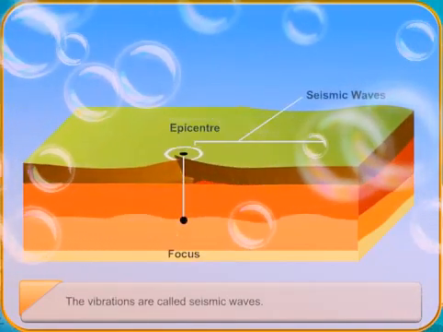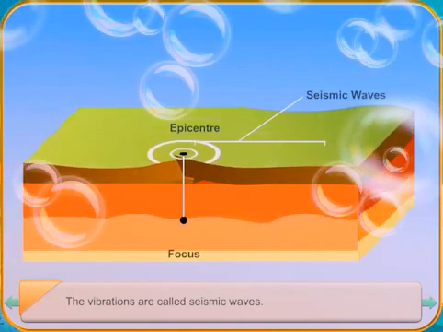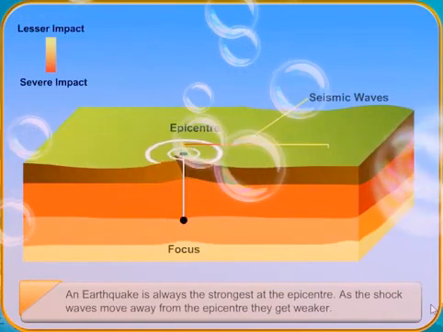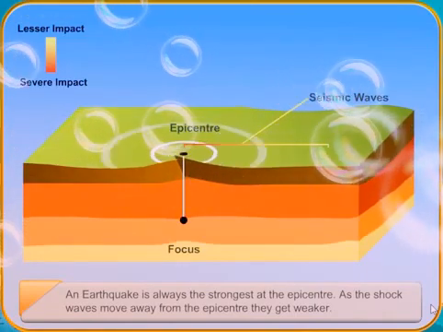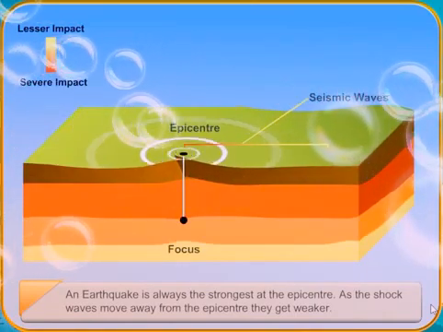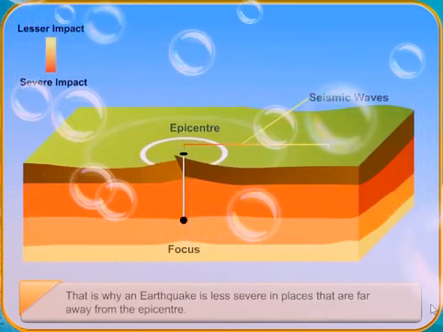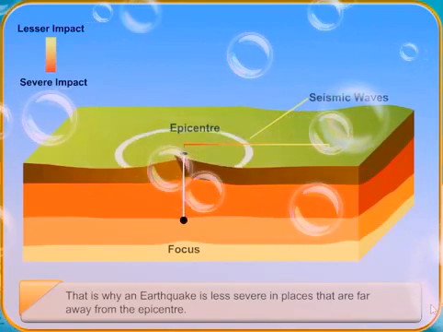Seismologists are experts who study the pattern of earthquakes. The instrument which records the intensity of an earthquake is called a seismograph. The Richter scale, which ranges from 0 to 9, is used to measure the intensity of an earthquake.